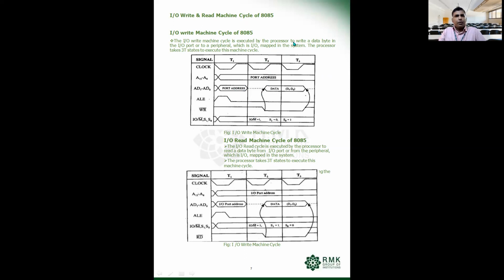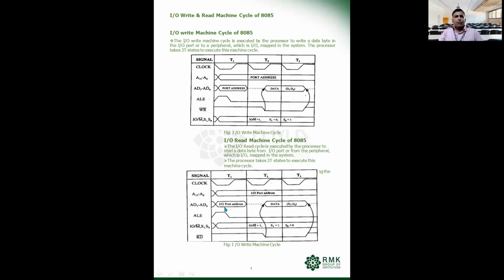So between the T2 and T3 cycles, the write bar goes low, which is active low, and the data which is available is loaded onto the data bus. Because it is a write cycle, 0, 1 is a write cycle, 1, 0 is a read cycle. So this is an IO write operation because IO/M bar is 1, and the write operation comes into play because of the status signal 0, 1.